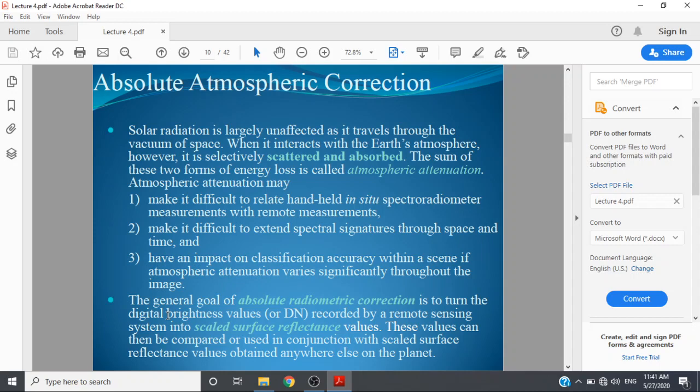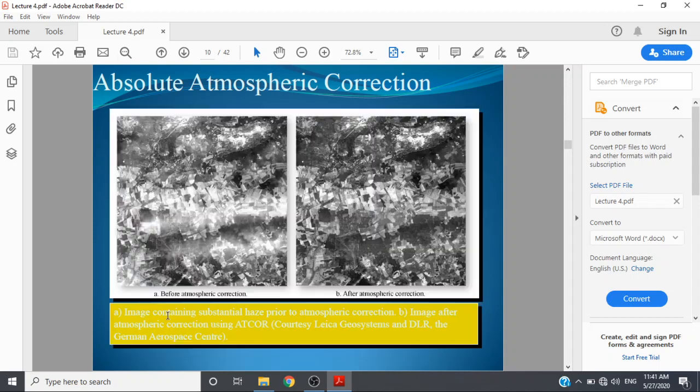But the general goal of the absolute radiometric correction is to turn the digital brightness values, or the digital numbers, recorded by a remote sensing system into scaled surface reflectance values. These values can then be compared or used in conjunction with the scaled surface reflectance values obtained anywhere else on the planet. So here is the absolute atmospheric correction. The left image presents the before atmospheric correction, and the right side presents the after atmospheric correction.